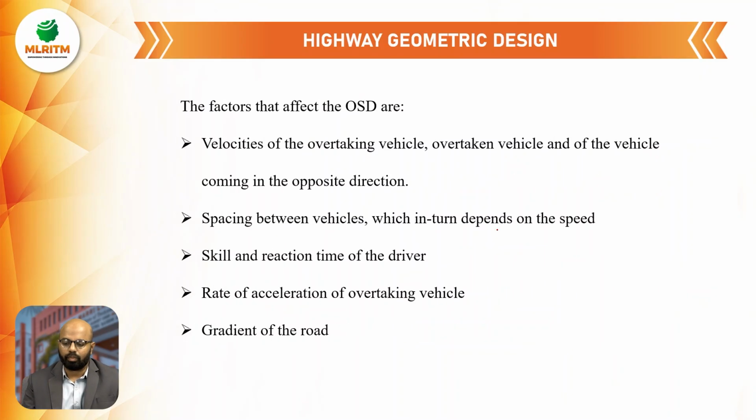So what are the factors affecting the overtaking sight distance? One is the velocity of the overtaking vehicle, the velocity of the overtaken vehicle, and the velocity of the vehicle coming in the opposite direction, on the other lane. Next, spacing between vehicles, which in turn depends on the speed. Spacing between vehicles is nothing but headway, which is indirectly dependent on the speed of the vehicle.